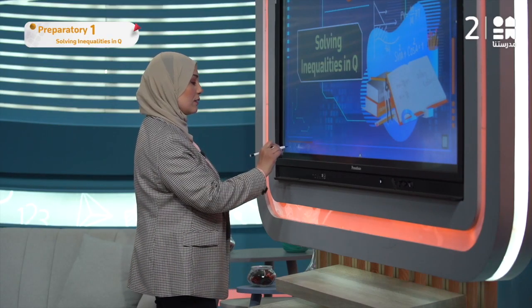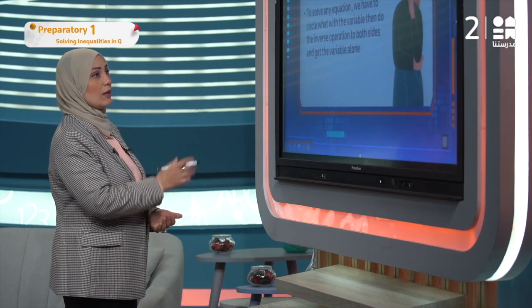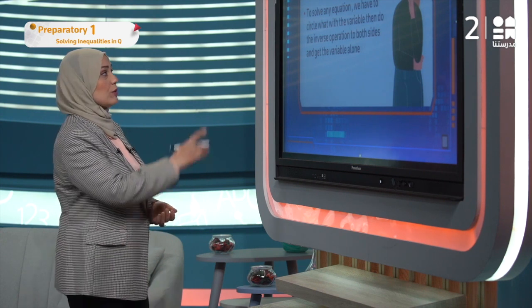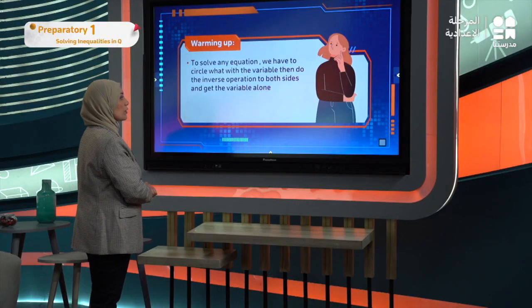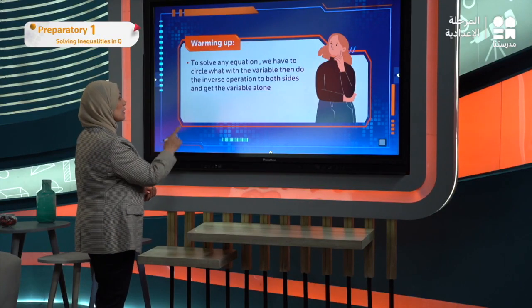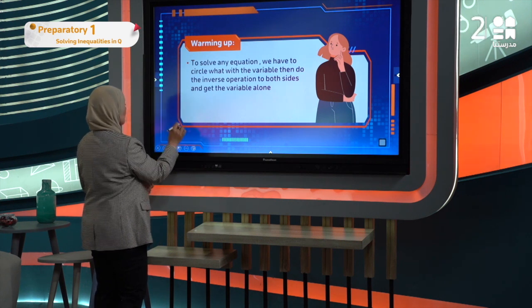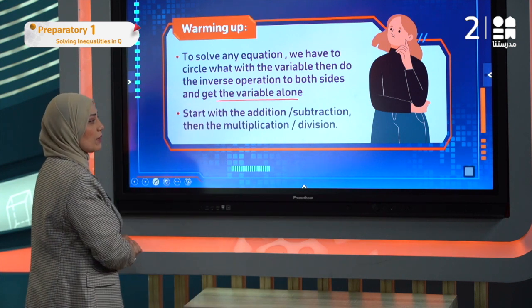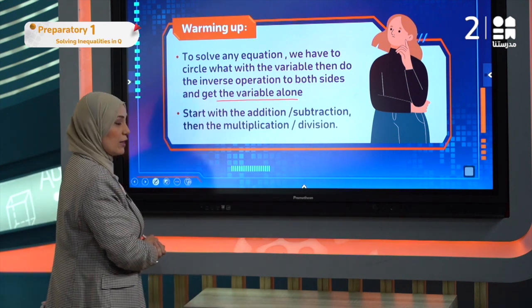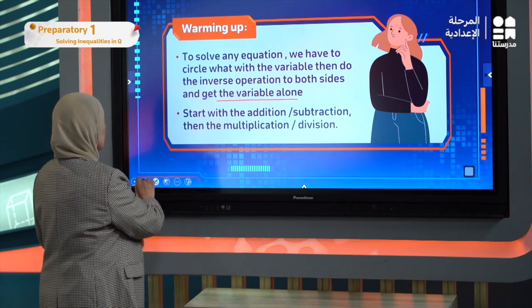So here we have solving inequalities in Q. Our warming up is about solving equations. To solve any equation, we have to circle what is with the variable, then do the inverse operation to both sides and get the variable alone. So our target is to get the variable alone. And start with addition and subtraction, then multiplication and division if we have more than one operation in the equation.